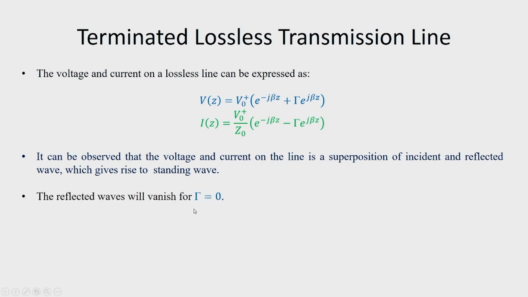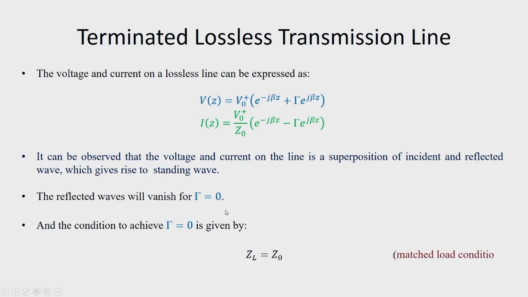Please note that the reflected wave will vanish for gamma equal to 0, and the condition to achieve this is ZL is equal to Z0, then gamma will become ZL minus Z0 divided by ZL plus Z0 equal to 0. And this particular condition, when the load impedance is the same as the characteristic impedance of the line, is called the matched condition.